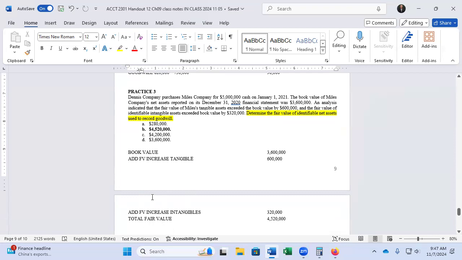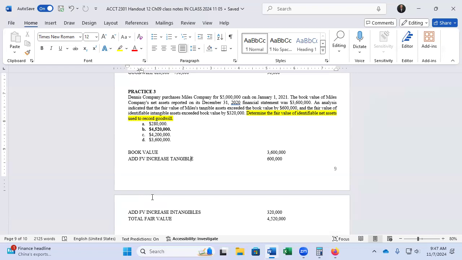Now, would they have goodwill on this purchase? It wasn't asked in the question, but yes. Right, so they paid more. They paid 5 million. The fair value of the assets is 4.52 million. So 480,000 would be the goodwill if it asked about goodwill.